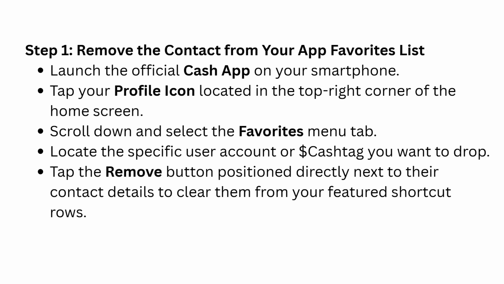Launch the official Cash App on your smartphone. Tap your profile icon located in the top right corner of the home screen. Scroll down and select the Favorites menu tab. Locate the specific user account or cash tag you want to drop. Tap the Remove button positioned directly next to their contact details to clear them from your featured shortcut rows.